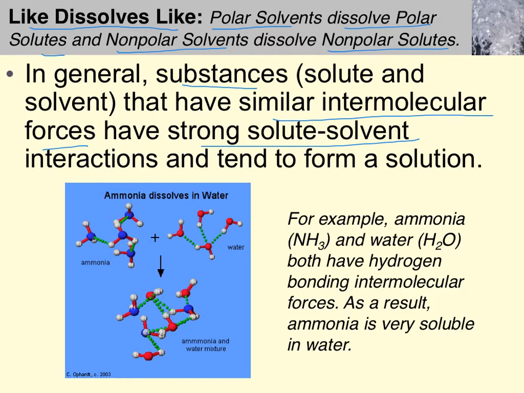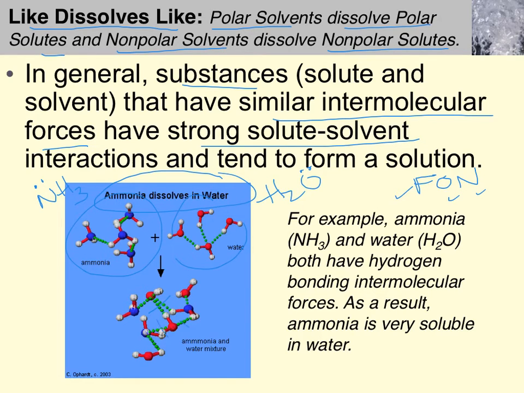So let's look, for example, at ammonia, which is NH3, and water. Both of these are polar molecules. They both can hydrogen bond. Remember, hydrogen bonding is fun. If you have a hydrogen atom directly attached to fluorine, oxygen, or nitrogen, you can hydrogen bond. So ammonia and water have very similar intermolecular forces, and when you mix them together, they're very soluble in one another, and that's because the attraction between them is so strong.